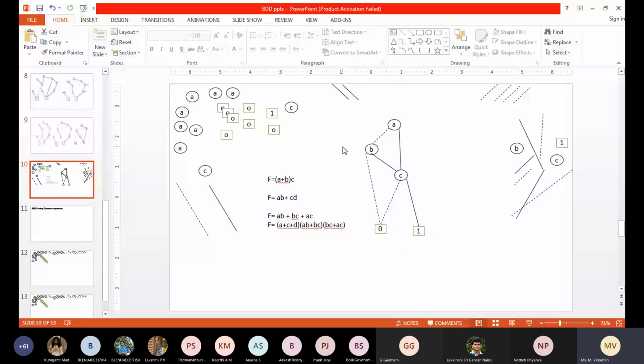Similarly, I will take my back-end design, first draw the binary decision tree and reduce it to a binary decision diagram. If two such smaller diagrams are there, will it be easier for you to compare and say whether they are the same or not? Easy. That is the reason.